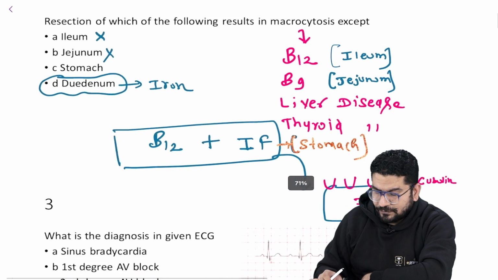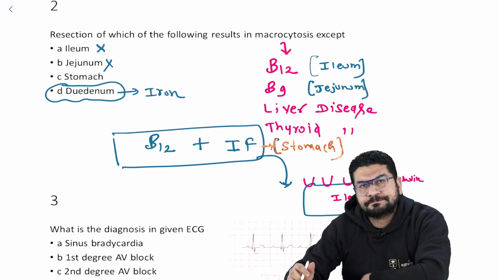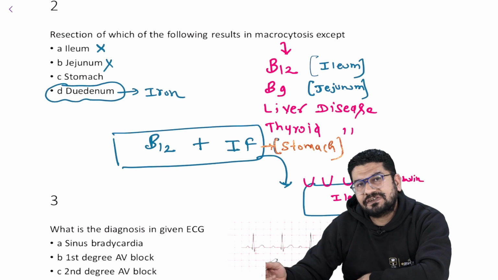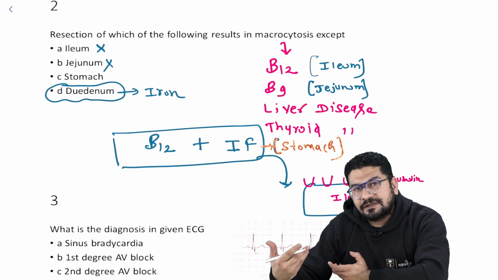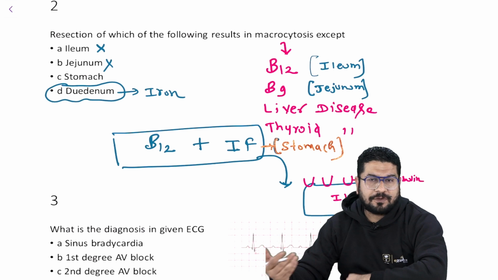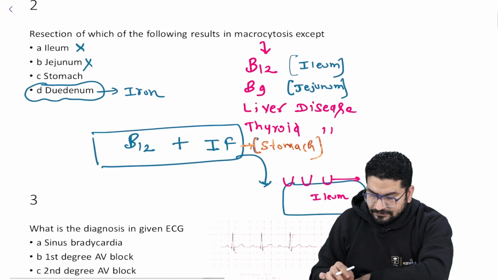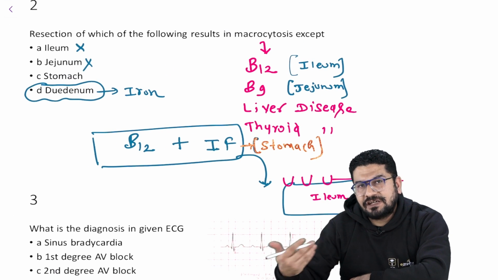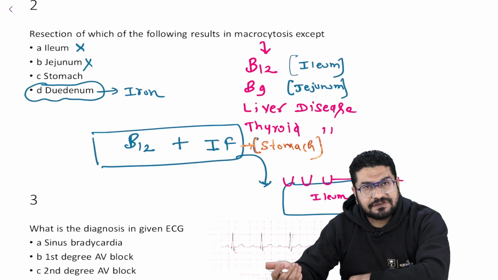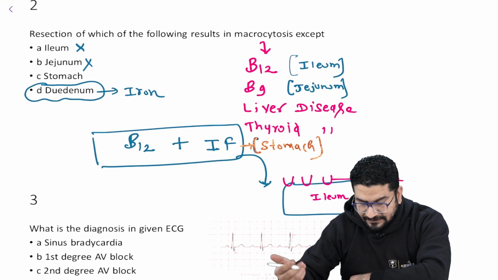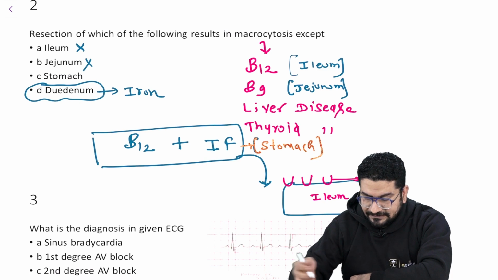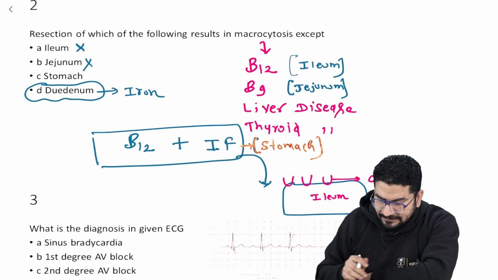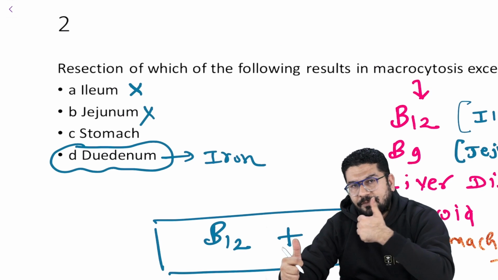So suppose you have resected the stomach, then there is no intrinsic factor. No intrinsic factor means there is no one to take B12 to the absorption site, right? Just understand this, it is like pernicious anemia. If there is an antibody against intrinsic factor, we call this pernicious anemia. That is a type of megaloblastic anemia that can lead to macrocytosis. So understand this, ileum is the site of B12 absorption, so that is not the answer.